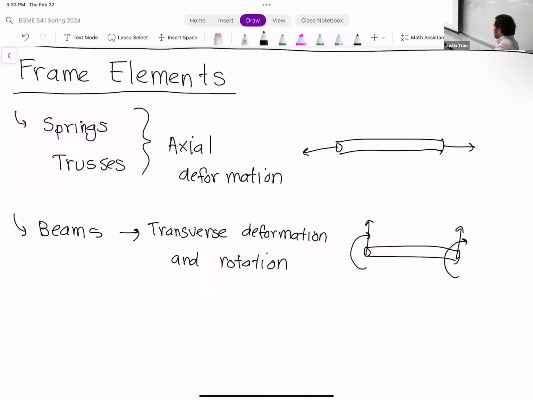Some of you have already pointed this out: in reality, if you were to have just a rod by itself, we would actually expect the deformation to be all three of these things combined, not just limited to axial deformation, not just transverse deformation or rotation.